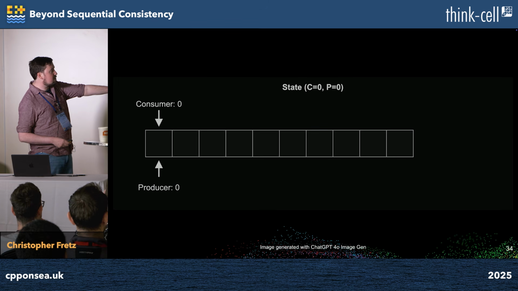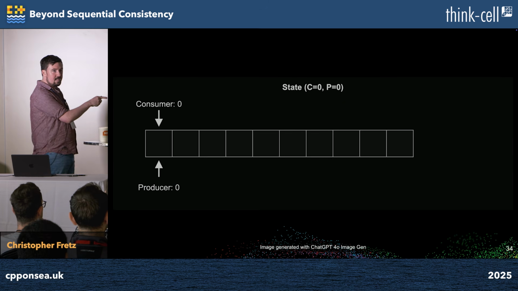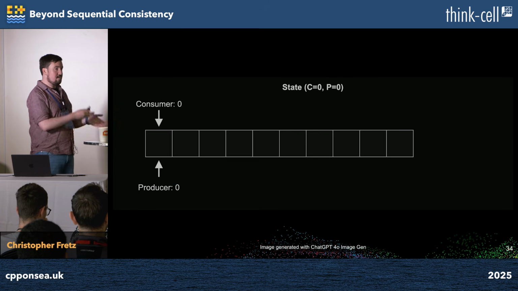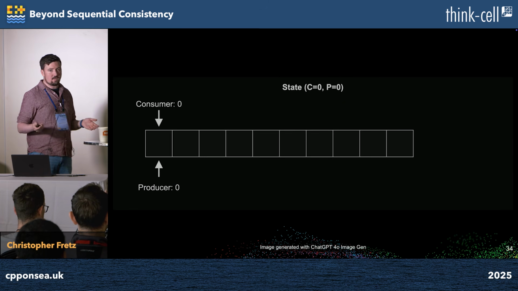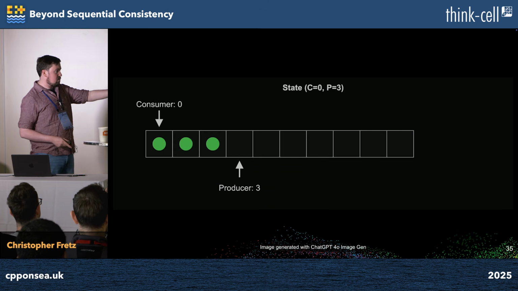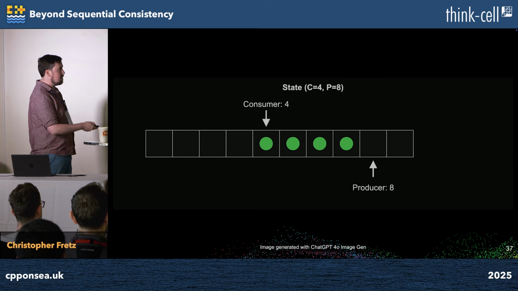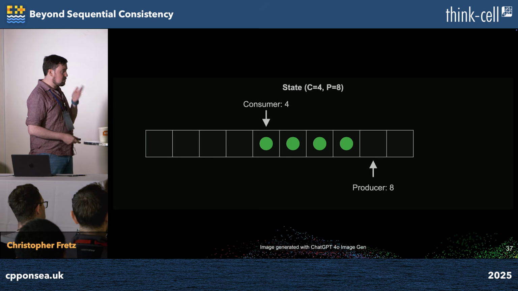So the starting state for our queue is that the consumer and producer are both at 0. The consumer knows that there is no data in the queue because its index is equal to the producer index, which means there's nothing to read. The producer can then go and write values into the queue, and now the consumer knows that it has 3 records to read because the diff between the two is 3.